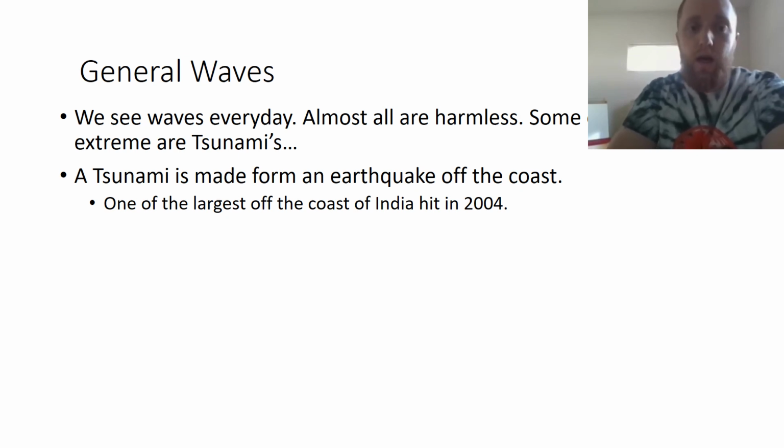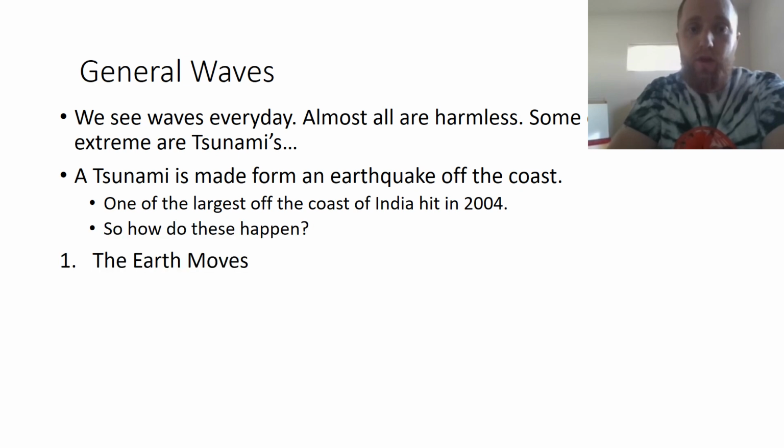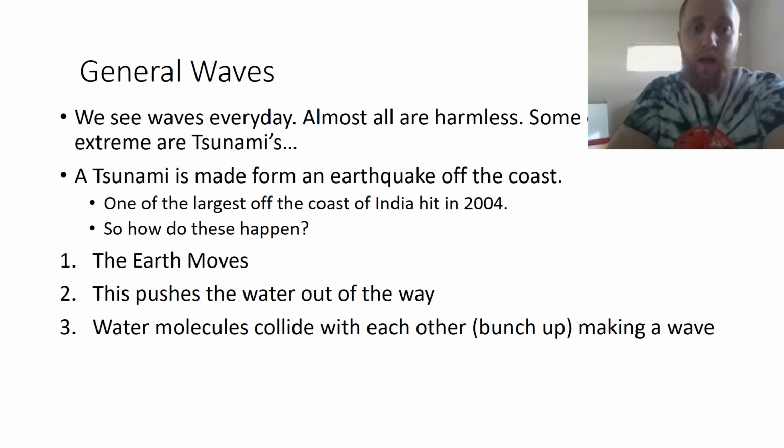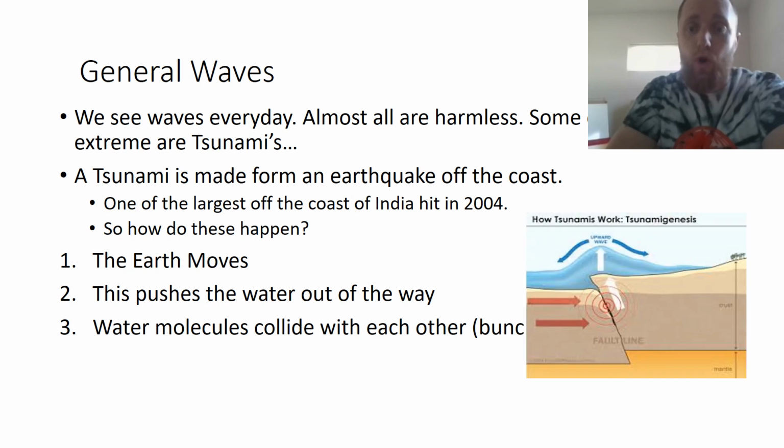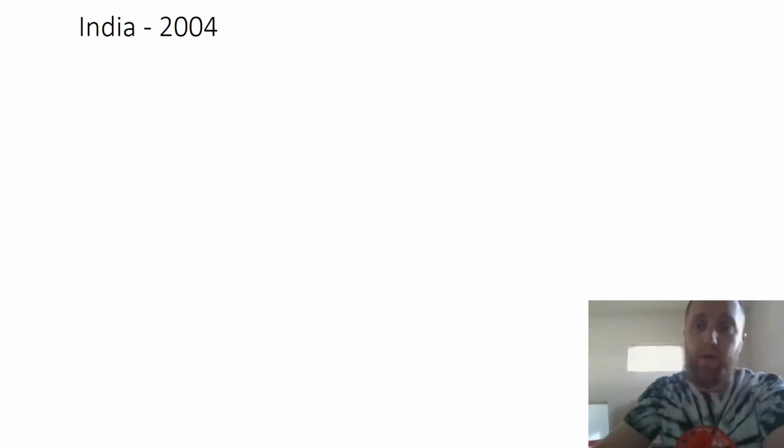So a tsunami is made from an earthquake that occurs off the coast. There was a really big one in India in 2004. Literally what happens with these massive waves, tidal waves, tsunamis, is the earth moves, pushes some water out of the way, and as you can see right here, when it moves, all of that gets buckled up, and you begin having some of those waves that then travel towards the shore where people are going to be.